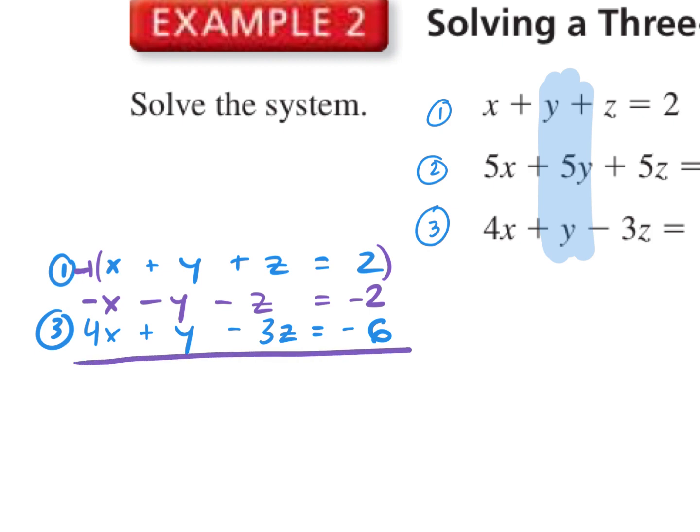Now do our y's cancel? Yep. What's negative x plus 4x? 3x. Negative z minus 3z? Negative 4z. And that's equal to -8. Now we have one equation with 2 variables. I need another one. So what would I do next?